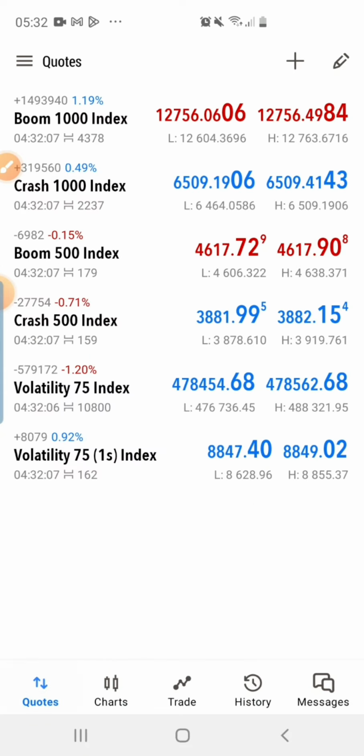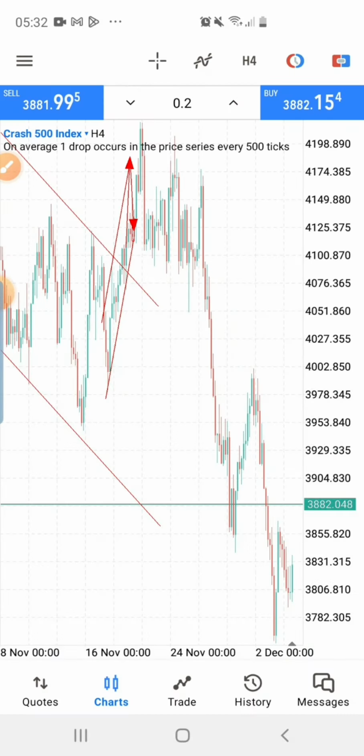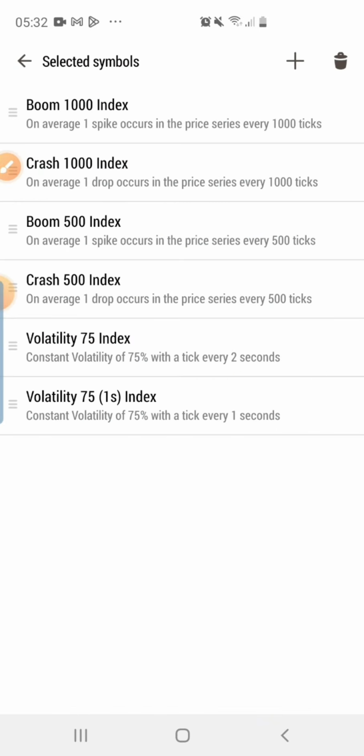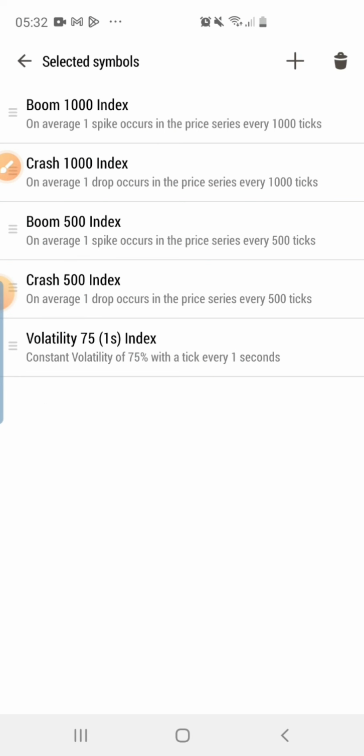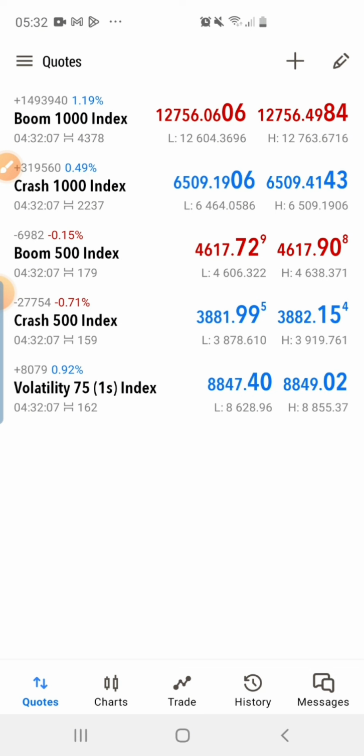Delete 75 also. I know why I'm sharing this with you guys. Click here and delete 75. Why I added 75 is for maybe if you have up to a $100 account, or you know how to manage VS75. If you don't know, please delete it and just leave these particular indices. I have crash 1000, boom 1000, boom 500, crash 500, and VS75 1 second. Okay, so if you have this now, then I'm going to share with you the second secret.